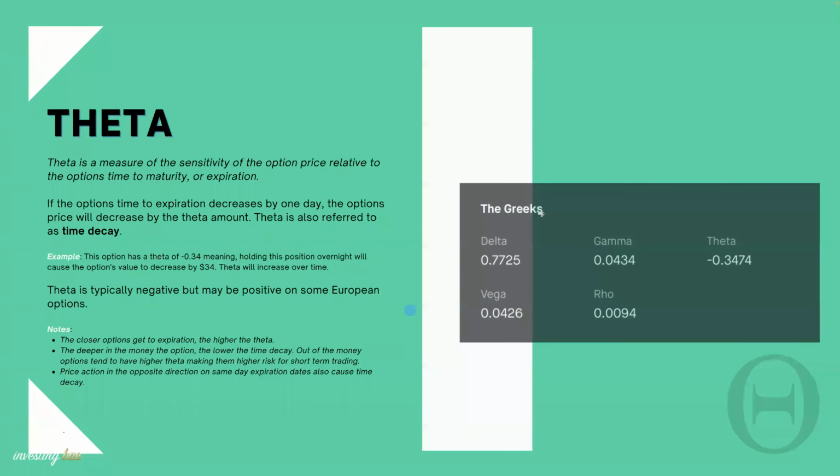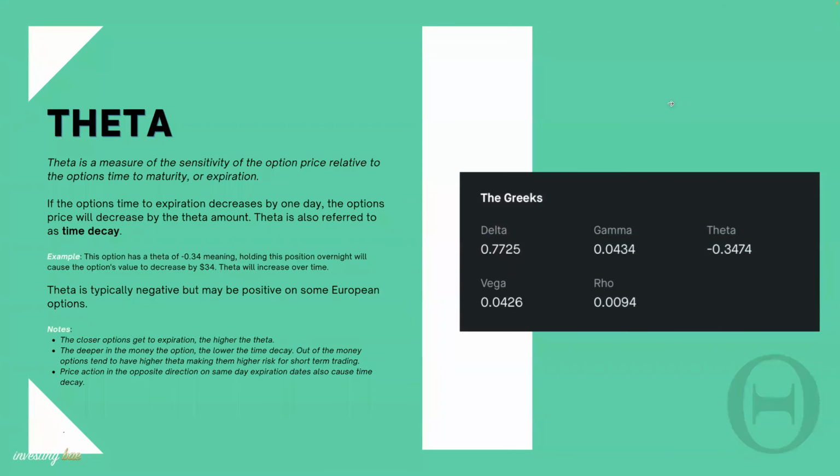The next one is theta. Theta is really easy to remember. You have delta, dollar, theta, T for time. I think of theta as rent. You have to pay rent to hold on to your options. The longer you hold, the higher the rent goes up.